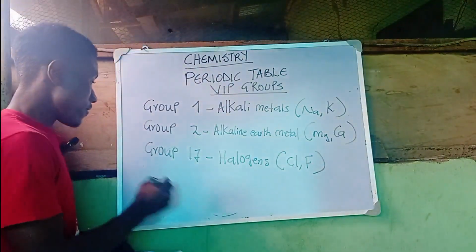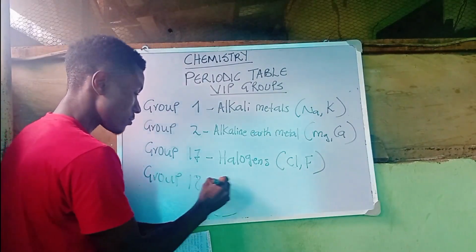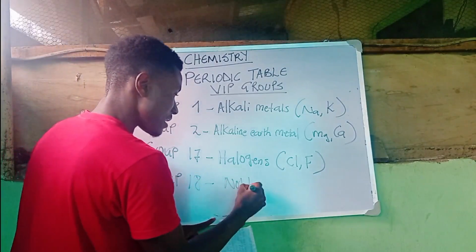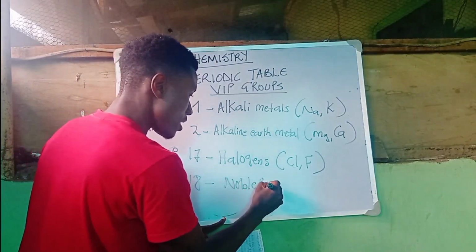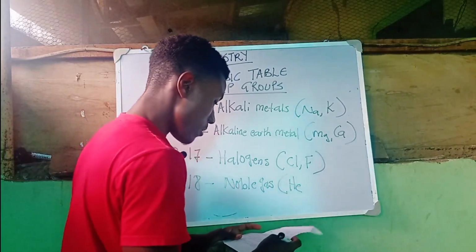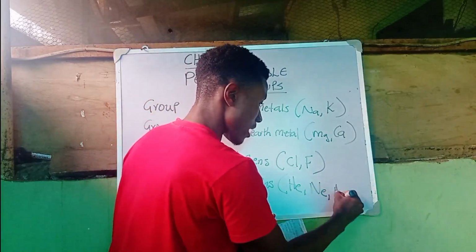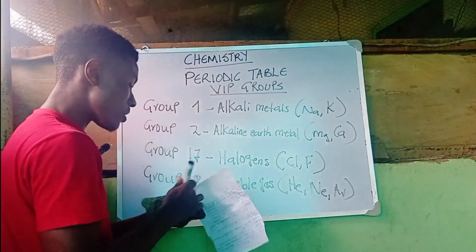And we have group 18, which is the noble gases. For the noble gases, we have helium, neon, argon, and the rest. So this is just how it is.